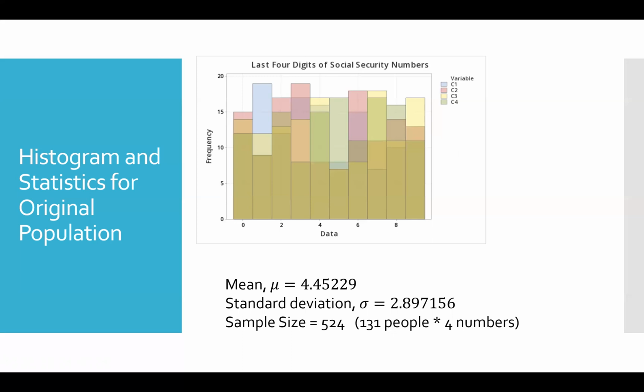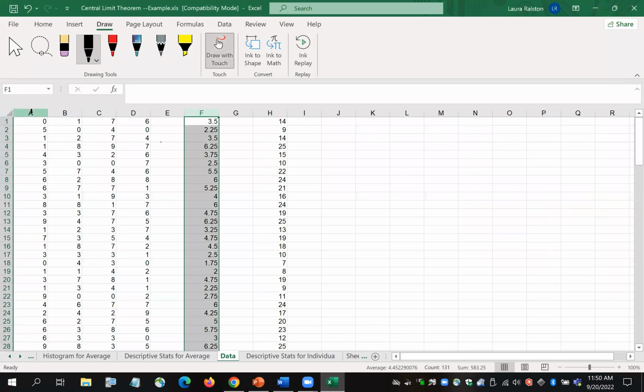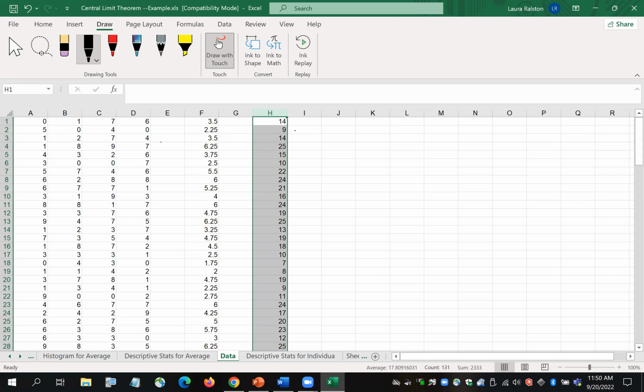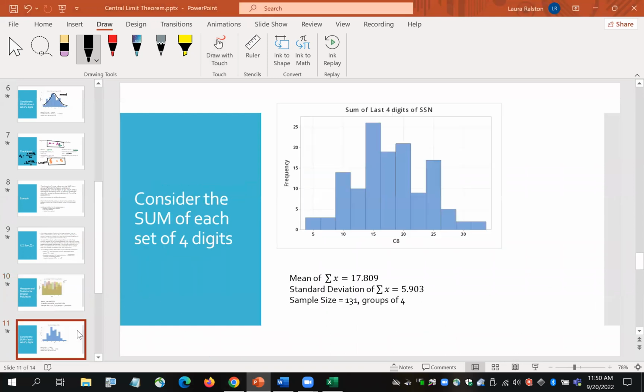Now if we apply the central limit theorem for the sum, here's what I did. For the first one, I had each number in its own column, and we add them together. So I went 0 plus 1 is 1, plus 7 is 8, plus 6 is 14. I got a total of 14. Then I did the second row: 5 plus 4 is 9, and so forth. So I added the 4 digits together. Then I looked at the histogram of those values, and look what we get.